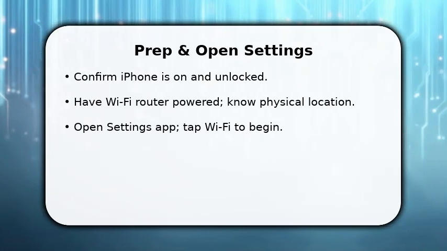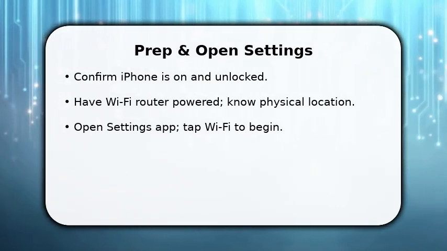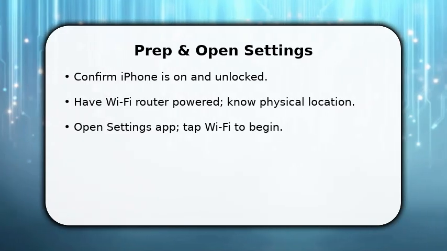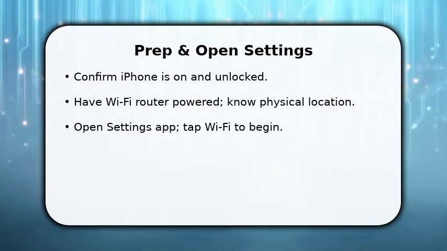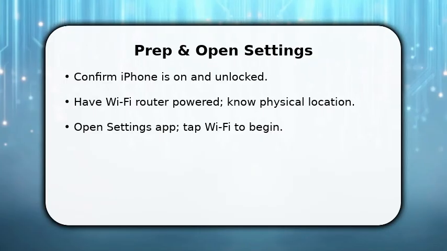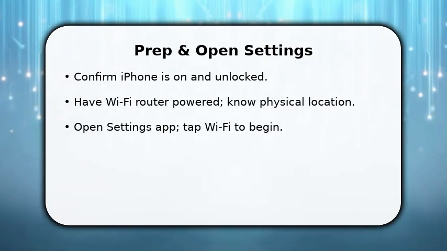Once you see the Wi-Fi list, look at the top under Choose a Network to find your SSID. Make sure Bluetooth isn't interfering. Turning Bluetooth off briefly can prevent odd behavior while scanning.